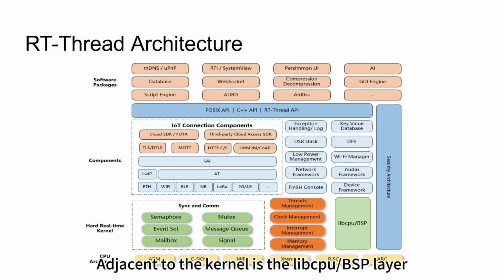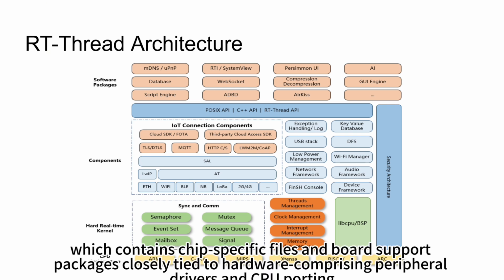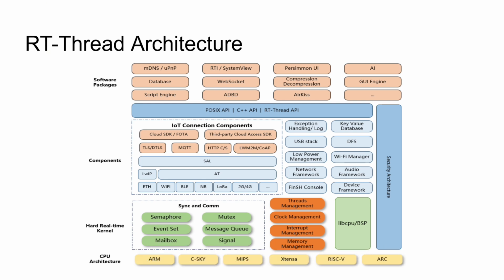Adjacent to the kernel is the libcpu/BSP layer, which contains chip-specific files and board support packages closely tied to hardware, comprising peripheral drivers and CPU porting. 2. Component and service layer.